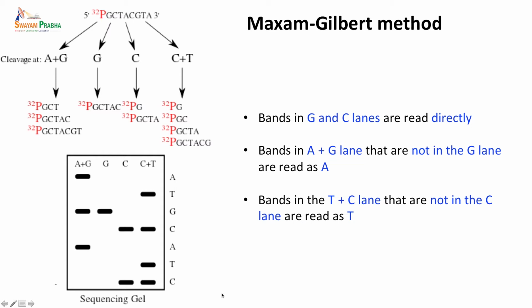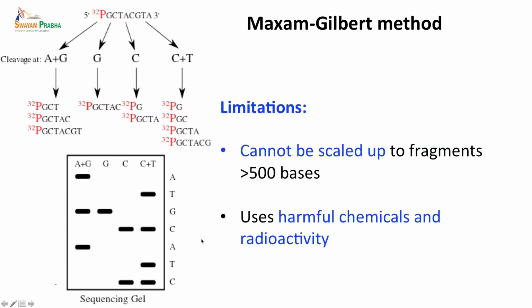So as you can see, when longer fragments are run, you can read a very long read of this kind of a gel. Now the limitations of this method were that first of all, it could not be scaled up to fragments which are more than 500 bases, and also all the chemicals that this method used are quite harmful, and of course in those days radioactivity had to be used, but nowadays nobody prefers to use radioactivity, and therefore this method was generally discontinued.